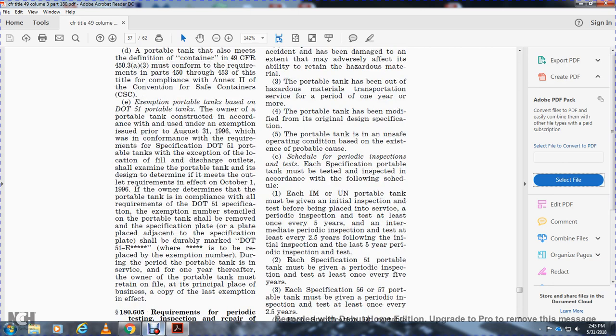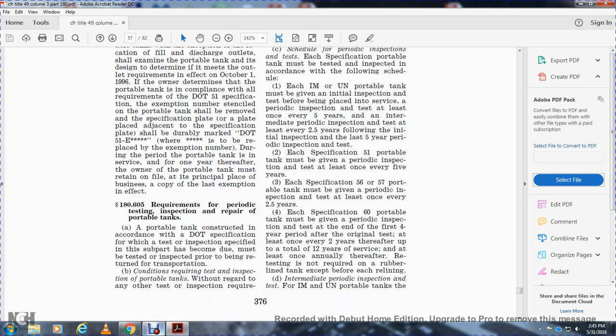Each specification 51 portable tank must be given the periodic inspection and test at least once every 5 years. Each specification 56 and 57 portable tank must be given the periodic inspection and test at least every 2.5 years. Each specification 60 portable tank must be given the periodic inspection and test at the end of the first 4-year period from the original test, and at least every 2 years thereafter. After a total of 12 years of service, at least once annually thereafter. Retesting is not required for rubber-lined tanks except before each relining.